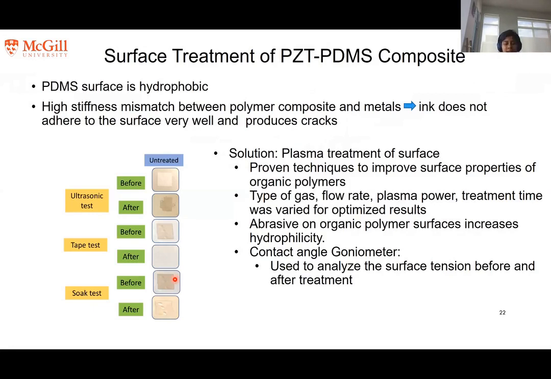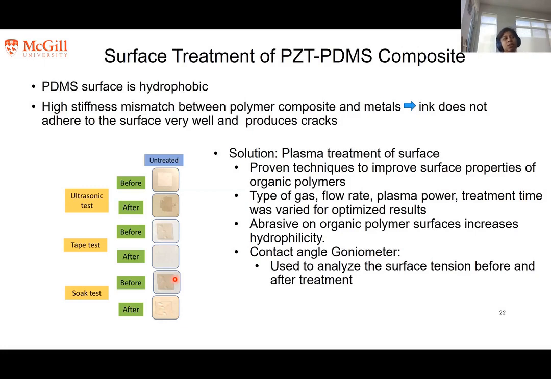As I said, in our case, the PDMS and the metallic printed ink don't adhere very well. The reason is that the PDMS surface is hydrophobic, and there is also a very big stiffness mismatch between the polymer composite and the metal. So of course, that's why they don't adhere very well and we get cracks. So we did surface plasma treatment.